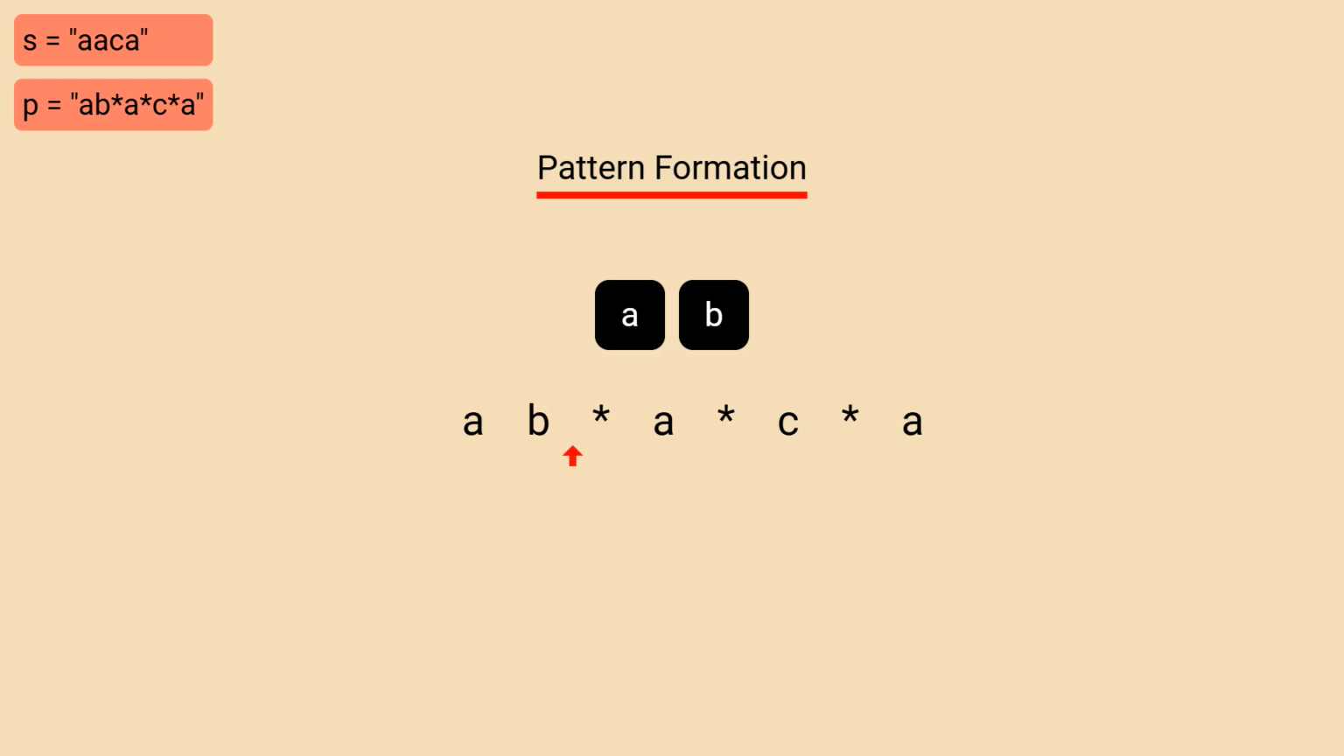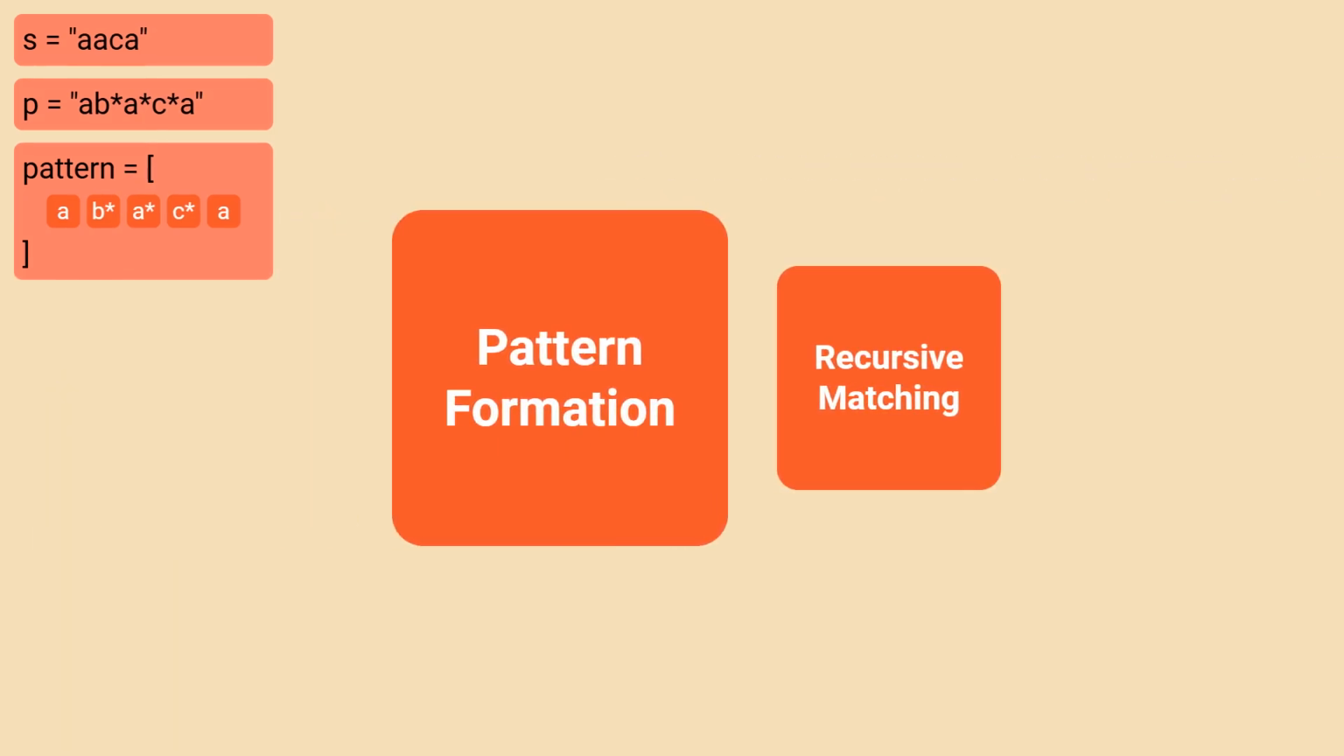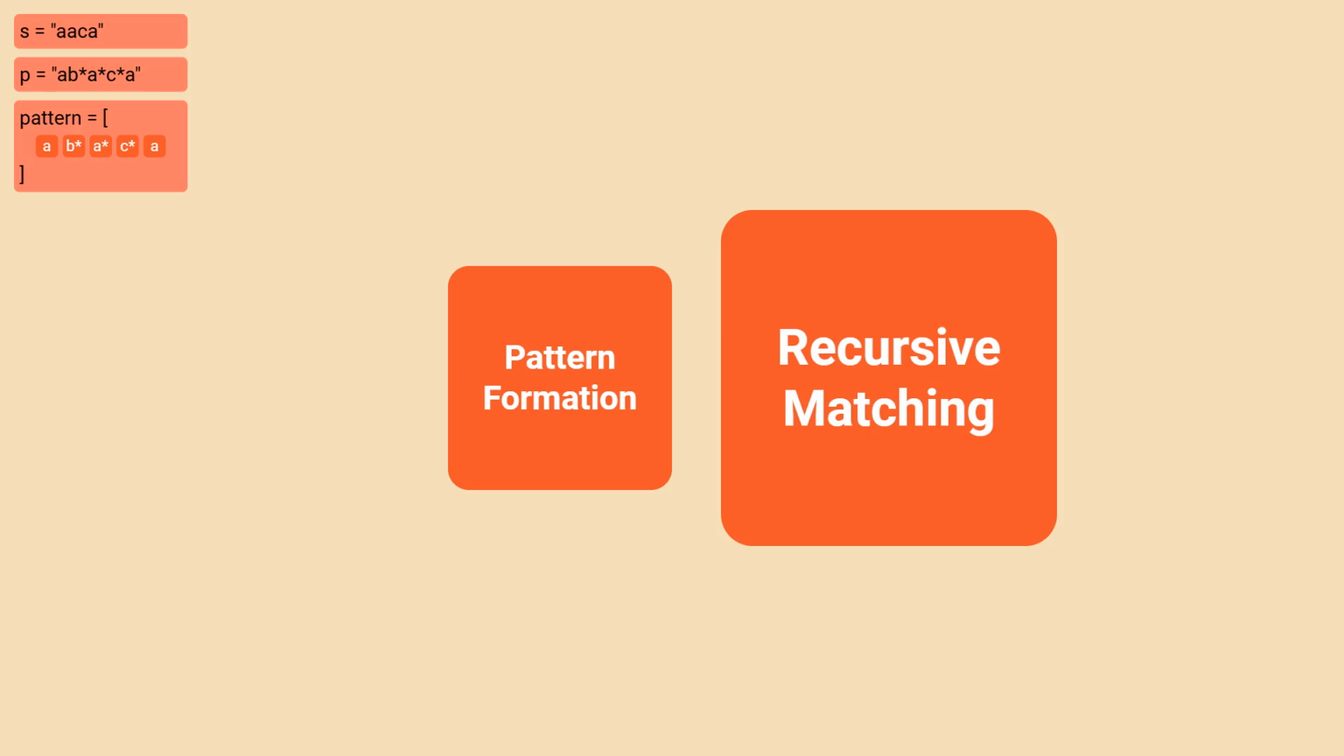Then loop through B, then through asterisk, which would form a pattern with B. The same thing happens with A and asterisk, and also with C and asterisk. Then the last A forms a pattern as it stands alone. After this, we get the patterns array. Let's go to the next stage: the recursive matching stage.